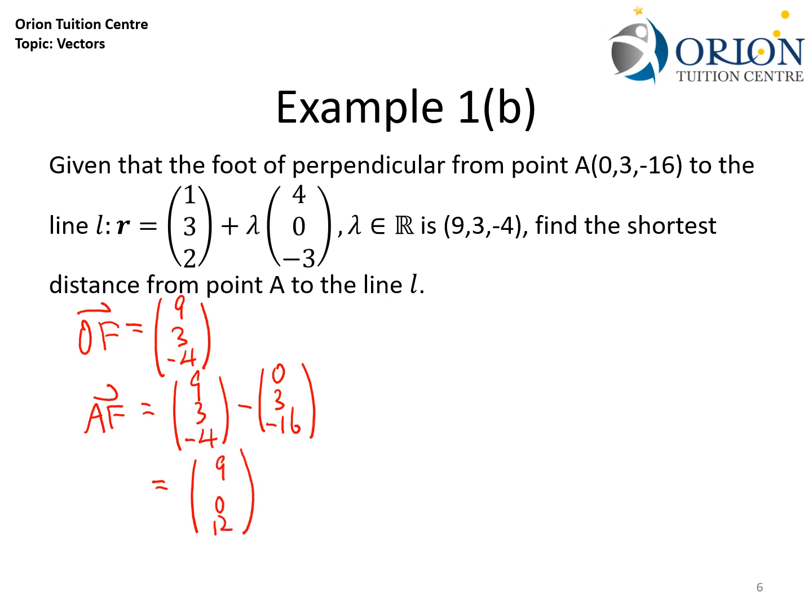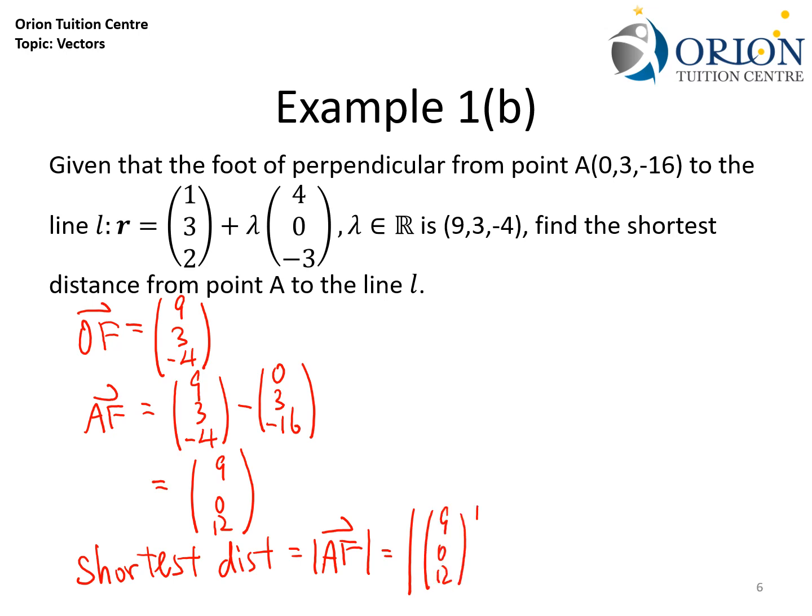And therefore, the shortest distance will be equals to mod AF, which is equals to mod of 9, 0, 12. And mod of 9, 0, 12 is the same as 3 times of mod of 3, 0, 4, which gives me 15 units.